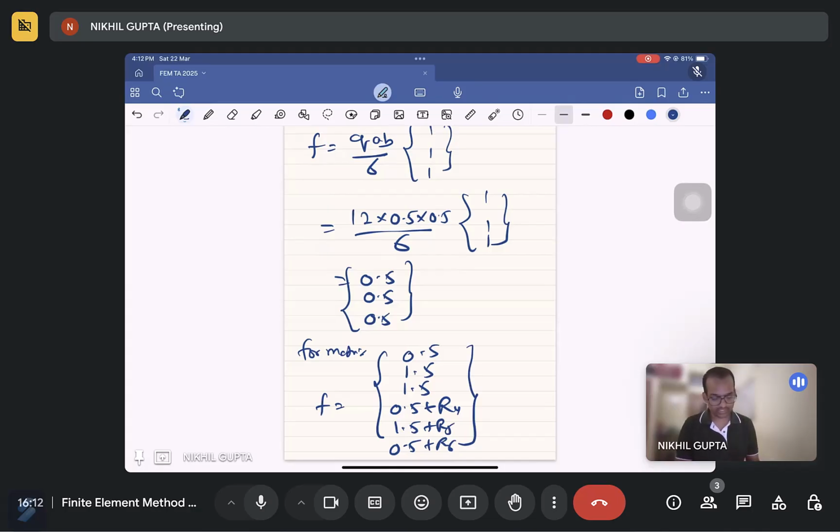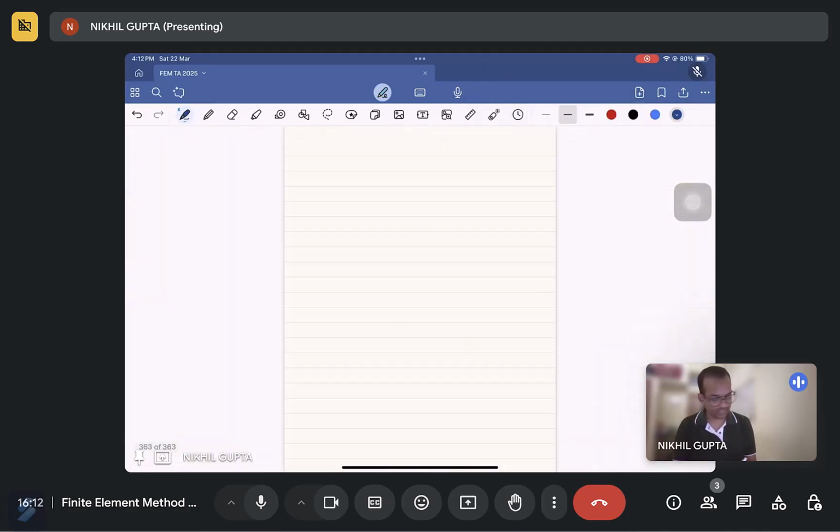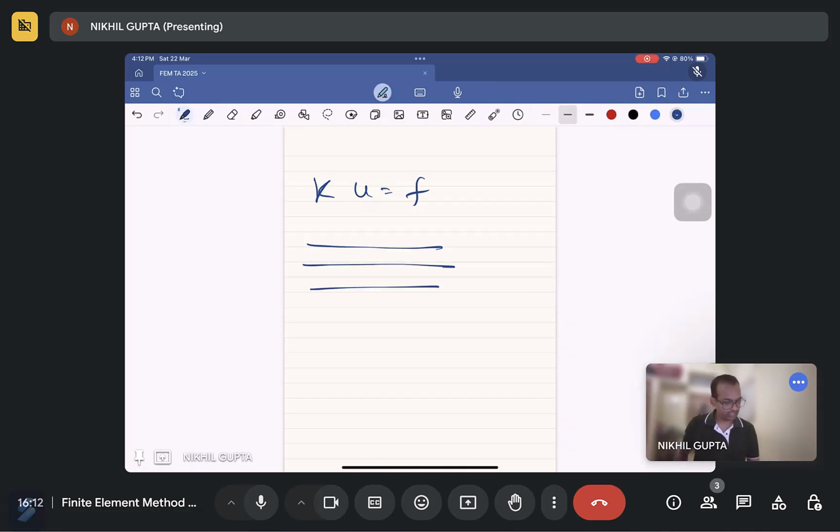When you get this, you have to make K global, U global, and F global, and you have to remove the rows of the known degrees of freedom and solve for the unknowns. Then you have to replace them with the known values, and then you get the unknown forces also. So today's class I have only this much.